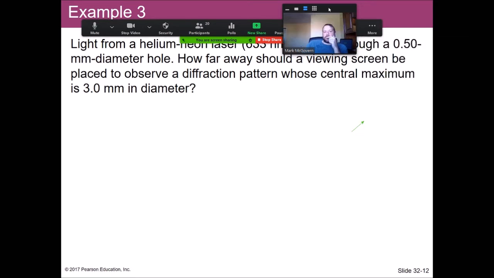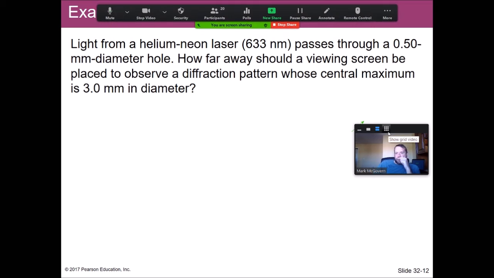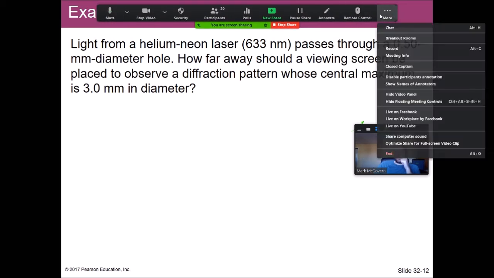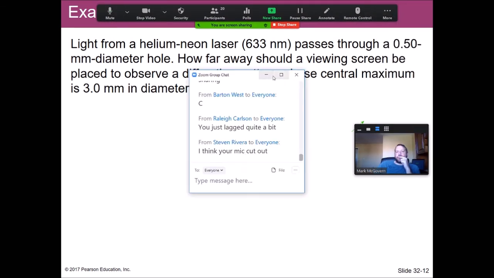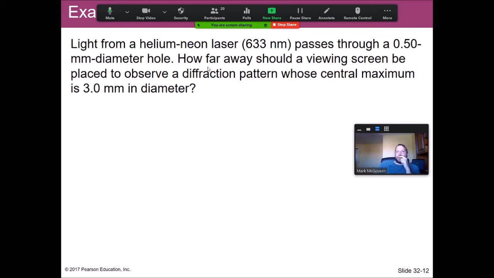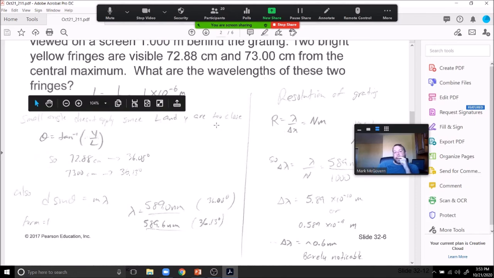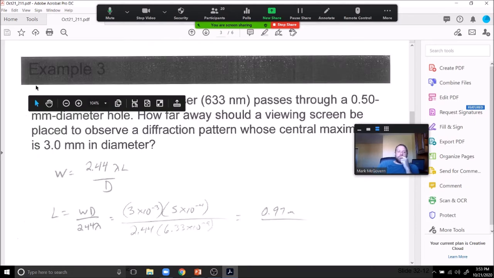All right. So we got a helium neon laser. It's a nice red light. It's pretty bold red, actually. And we're going to pass it through a 0.5 millimeter diameter hole. How far away should our viewing screen be placed in order to observe a diffraction pattern whose central maximum is 3 millimeters in diameter? Not bad. Let's get into it.